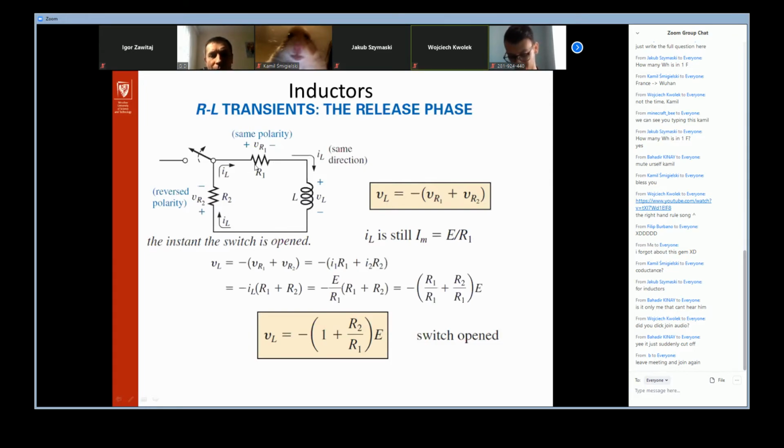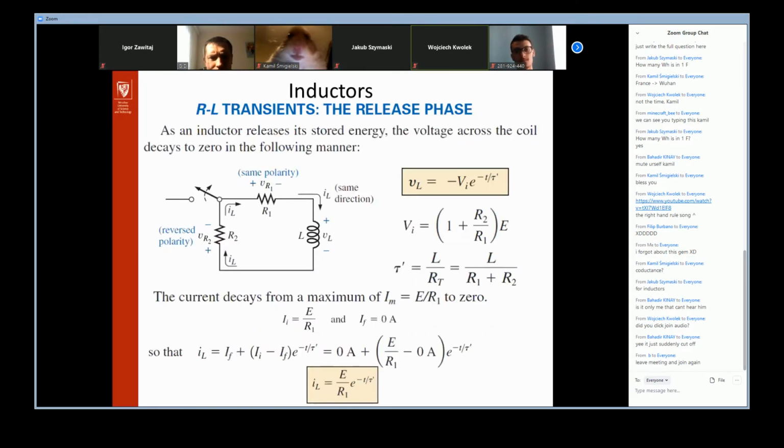Okay, so when the switch is opened, we can make these calculations, and we can get that this is defined by that formula. At this moment, it's not very important. However, I just wanted to show you what the release phase is, how it looks, and how we can find the expression for the VL for this case.